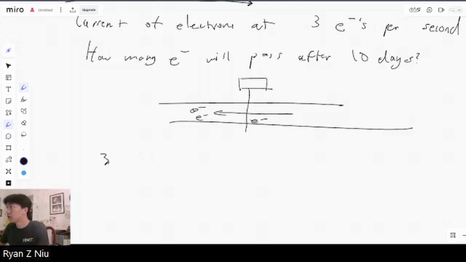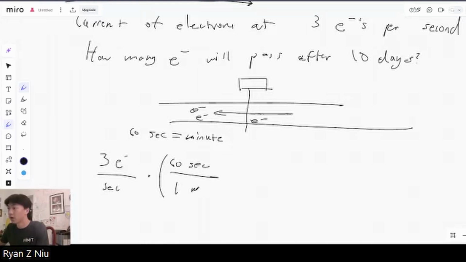So we should start with 3 electrons per second, right? And then what do we want to multiply that by? Well, we want to go from seconds to hours now, right? So each second is 1/60th of a minute. Did I say hour? I'm sorry if I did. I meant minute. So 60 seconds is 1 minute. So we want to multiply by this unit conversion factor, 60 seconds per 1 minute. And now from minutes to hours, well, it's the same conversion factor, 60 minutes in each hour.